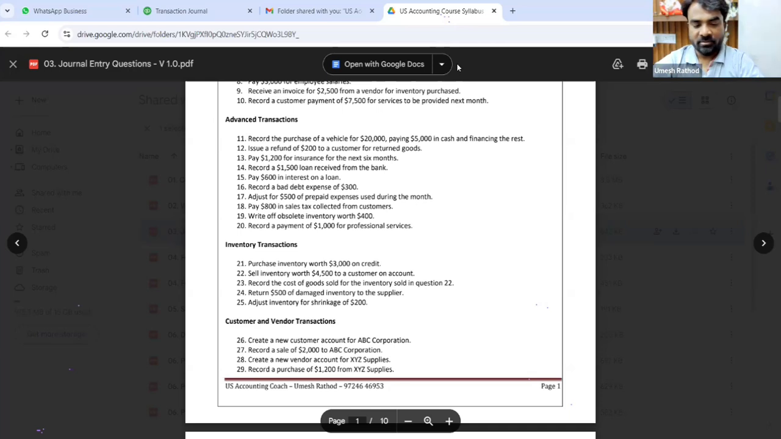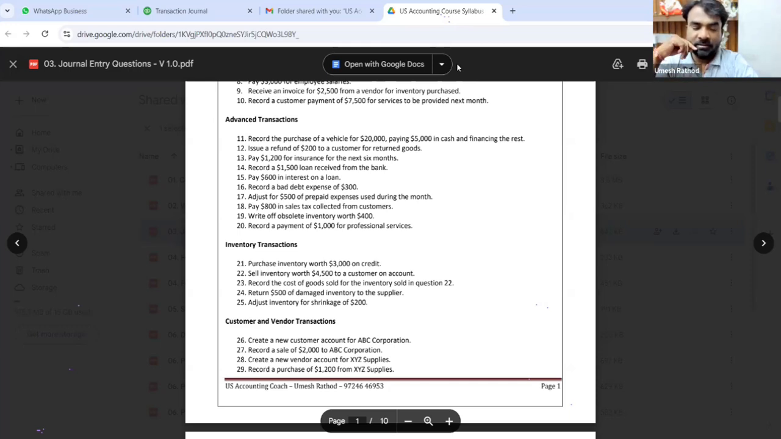Now, this 21st transaction. Purchase inventory worth 3,000 on credit. Mr. Thomas, what should be the transaction? Inventory account debit and the vendors account should be credit.